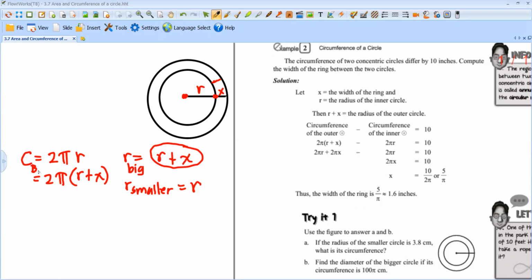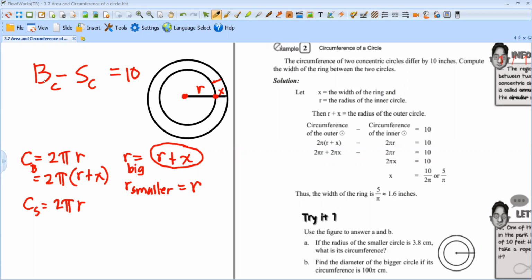And then for the smaller one, the circumference of the smaller one is 2 pi r, because the radius is r only, right? So let us go back to the problem. The circumferences of two concentric circles differ by 10 inches, right? So if you subtract the two, the bigger minus the smaller, the difference will be equal to 10.